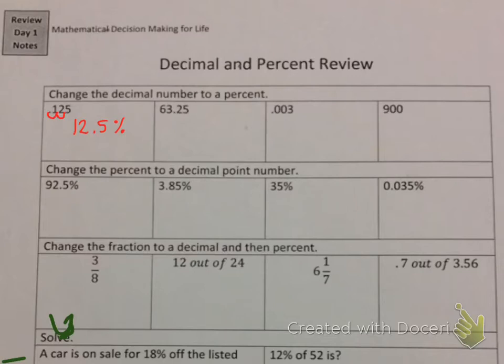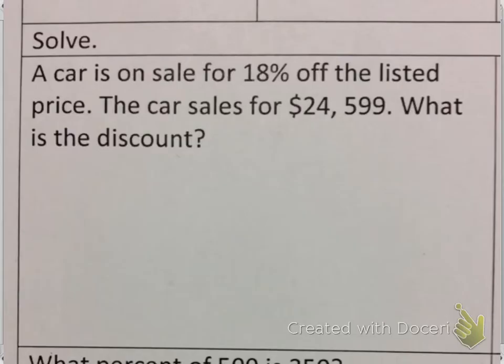Alright, this next number, 63.25, I need to move my decimal 2 places to the right. So I move it 1, 2. And my new number is 6,325, and I would put a percent on the end of that. So we're moving our decimal 2 places to the right to get that new number.